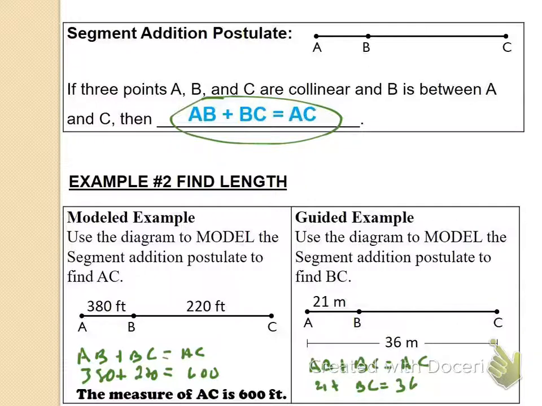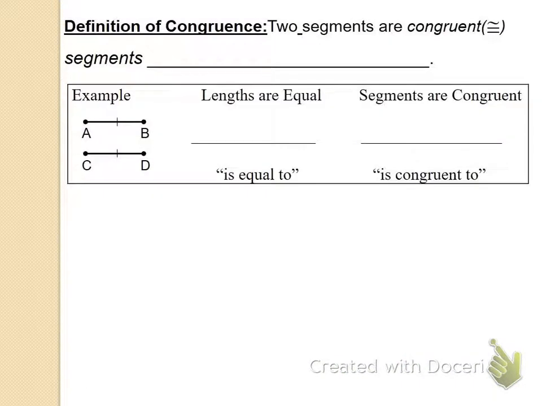And so this equation now tells us that we should subtract 21 from 36 and find our length of BC, which ends up being 15 meters. Don't forget your units. Now again, in these two examples, it seems very trivial and very easy, but we need to also be able to do this when we put algebraic expressions in there for our segments. But that's your segment addition postulate, kind of a duh kind of thing, right?